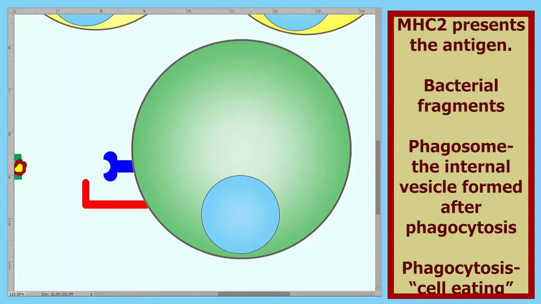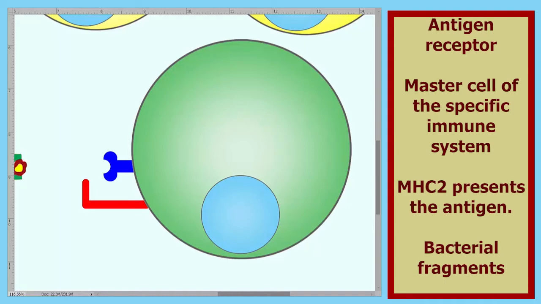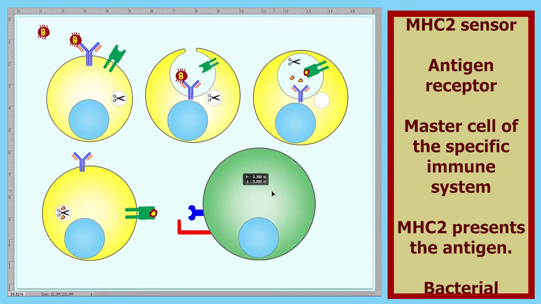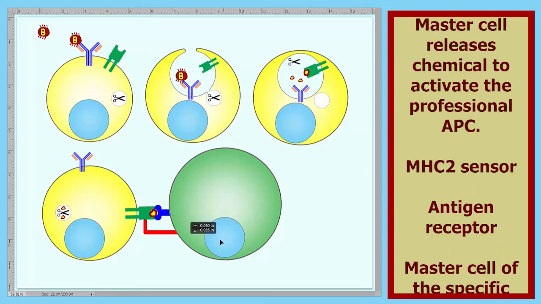This cell is the master cell of the specific immune system. It has a receptor which binds to the antigen, and it also has a molecule which binds to the MHC2. Once the special immune cell binds to the MHC2 molecule, it releases chemicals to activate the professional antigen-presenting cell to fight the pathogen. We will show this activation process in the next lecture.